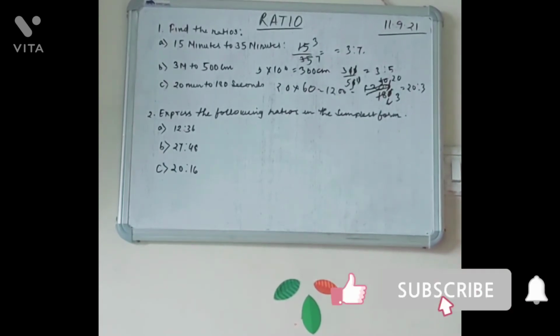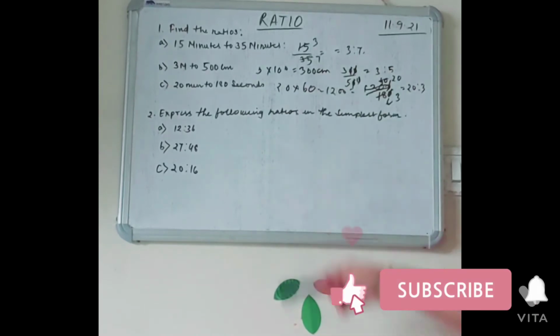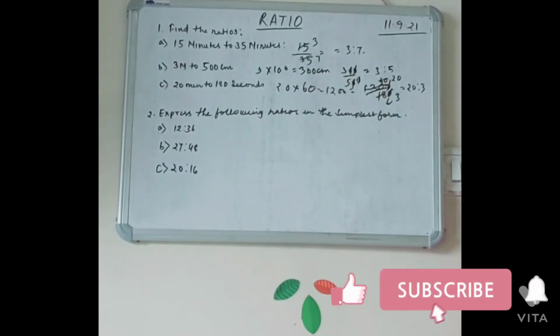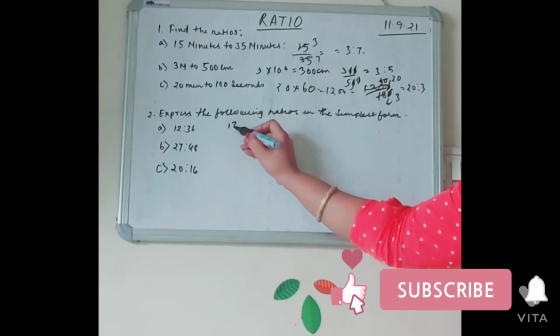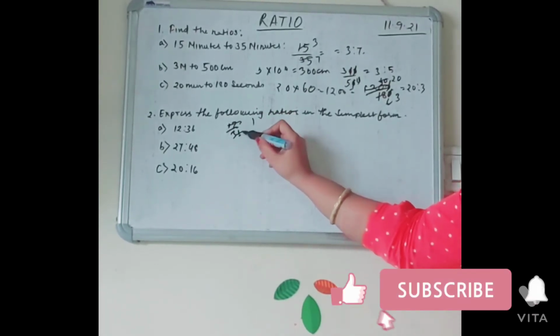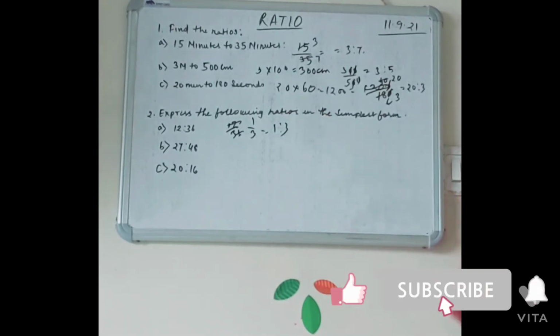So this was how we find the ratio of two numbers given in such order. Now, another type of sum is express the following ratios in the simplest form. Already the ratio is given, we just have to put it in the simplest form. So 12 by 36. We can divide by 12, 12 ones are 12, 12 threes are 36, right? So the ratio is 1:3. This is the simplest form.